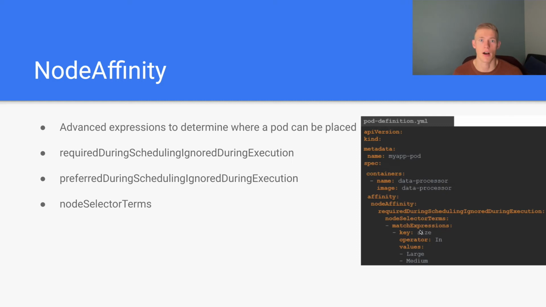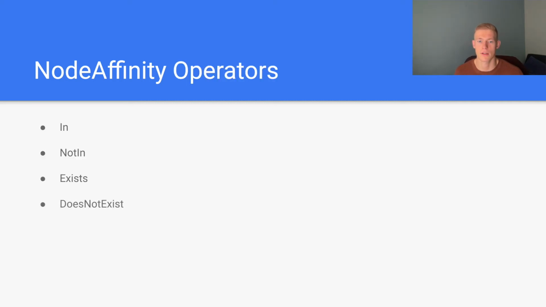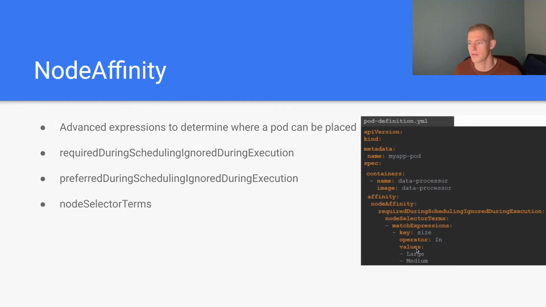So let's say all of our nodes had the key size, then we could deploy to any node in the cluster. DoesNotExist, again, is the opposite of that. So any node with a label that has a key that we specify must be excluded from our scheduling targets. And then finally, there is Gt and Lt, greater than and less than. This allows us to provide a numeric value that the value that we specify here is greater than or less than.